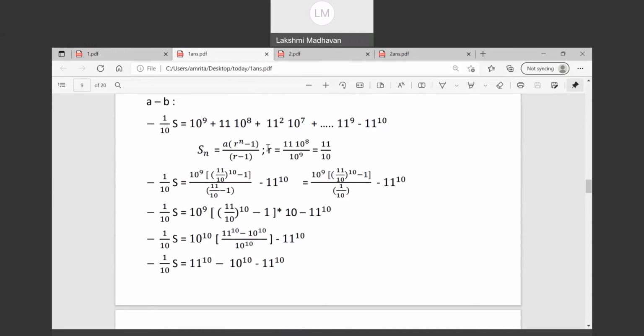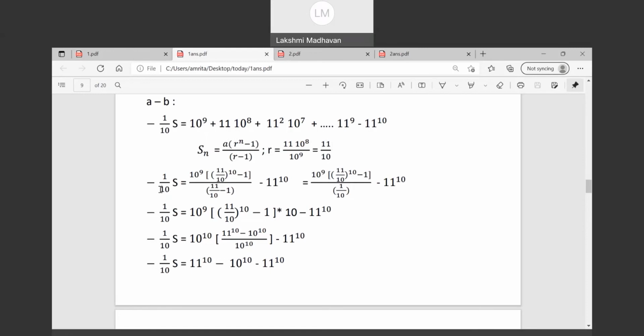So how to find the value of r? R is equal to 11, 10 raised to 8 by 10 raised to 9. So we can have the value of r as 11 by 10. And the A is 10 raised to 9 here, right? A is 10 raised to 9 here and R is 11, 10 raised to 8 by 10 raised to 9. So we have 11 by 10 as R. So just simply applying this, replacing this with this.